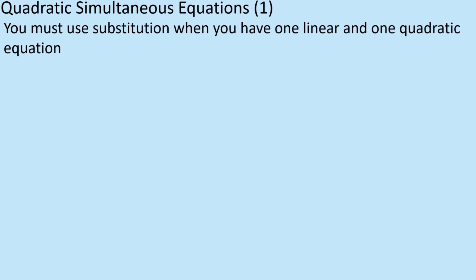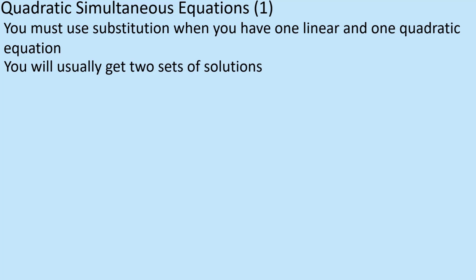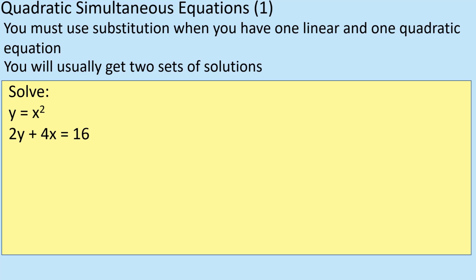So let's have a look at what we've got. It suggests from here you're going to substitute one into the other. You must use substitution when you have one linear and one quadratic equation. That obviously is only the case if you are not graphing it, and of course we are not. So you usually get two sets of solutions because it's a quadratic. If you imagine a quadratic graph as a parabola, then we're going to have a line that goes through it, and it'll probably cut it twice. So let's have a look at an example.